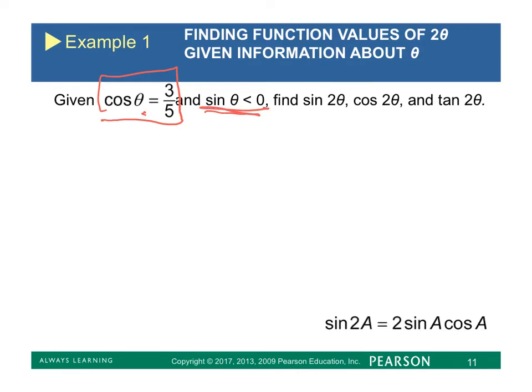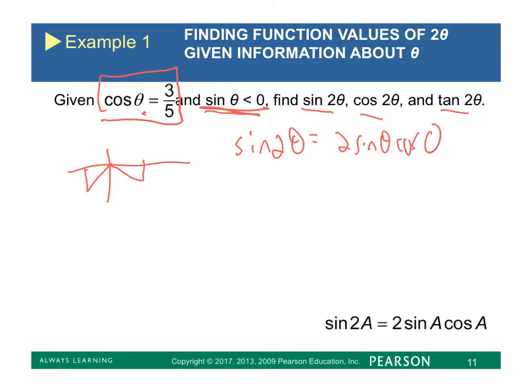Well, if sine is less than 0, that tells me that this angle either had to be here or here, because sine is negative in those two quadrants. Let's find the double angle of sine, the double angle of cosine, the double angle of tangent. So if you have the formula memorized by now, we know that sine of 2 theta was 2 sine theta cosine theta. Well, we have already been given cosine of theta. That's going to go here. But you don't have sine of theta.